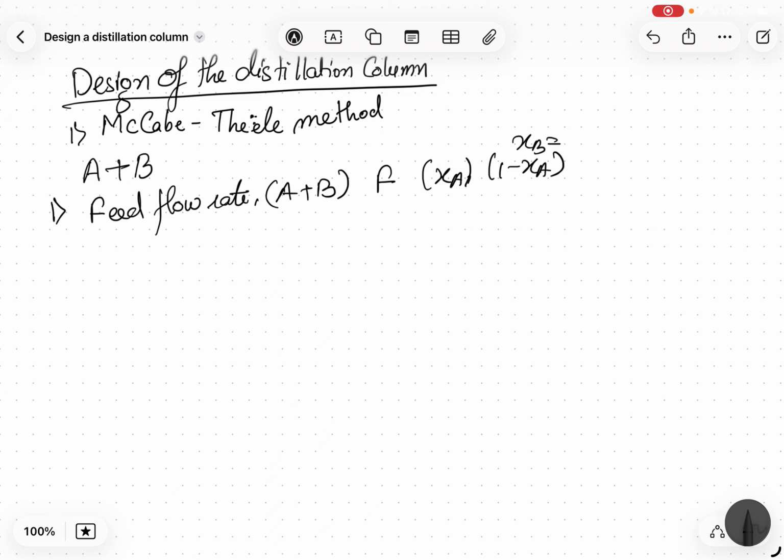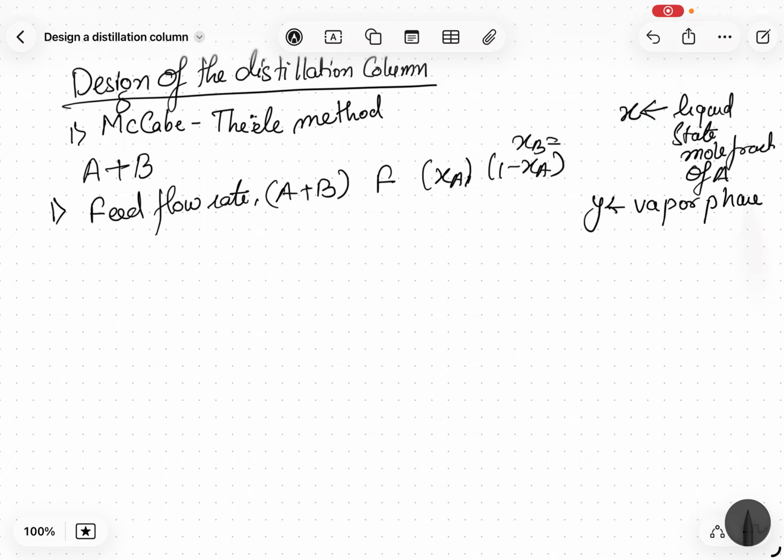From now, when I say X, this means the liquid state mole fraction of A, and Y is the vapor phase mole fraction of A. So when you know the mole fraction of A in vapor or in the liquid, you at the same time know the mole fraction of B also, which is 1 minus XA and 1 minus YA in both the states.